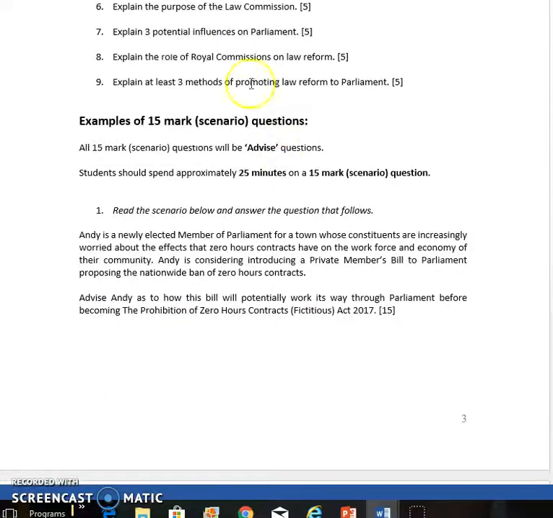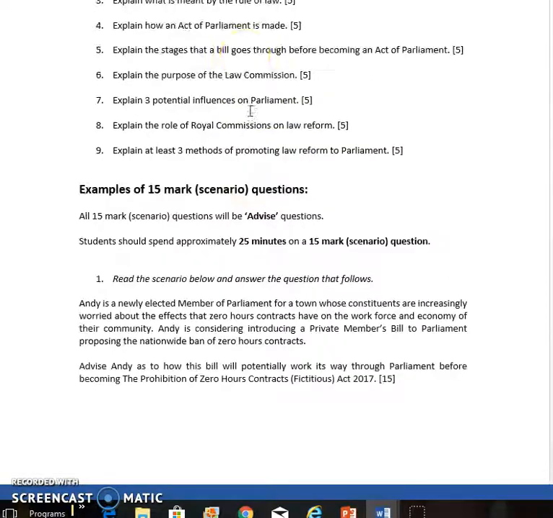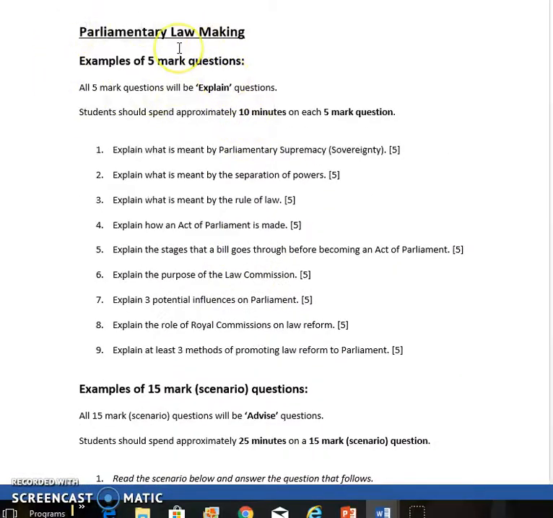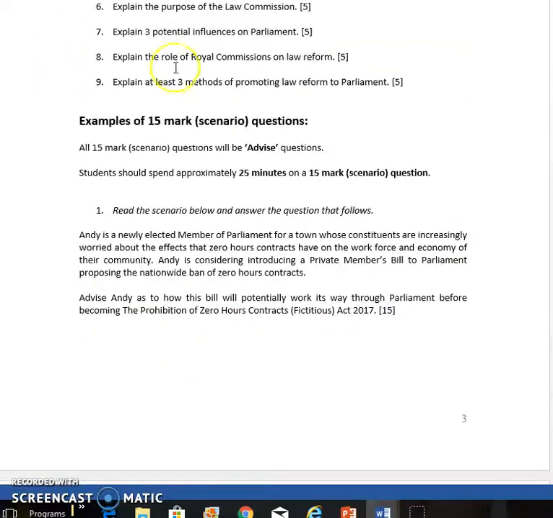You could also get a scenario type question on the same topic, parliamentary law making, and these ones are advise type questions because you are applying the law to a given scenario. Students should spend approximately 25 minutes on a 15-mark scenario question.